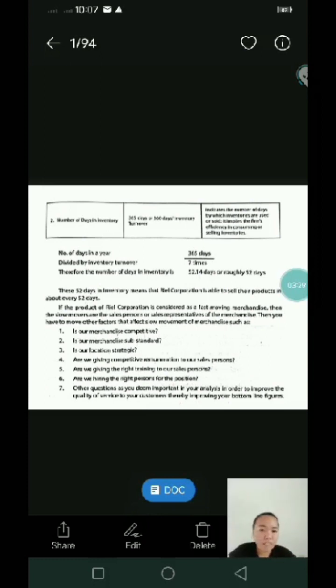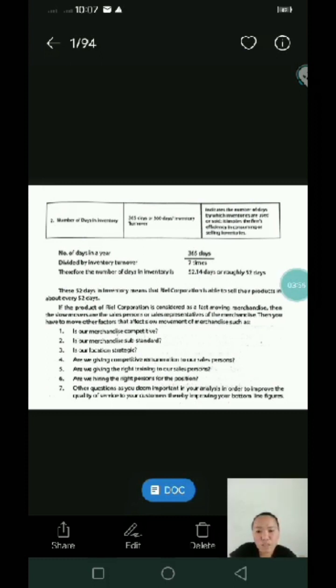Is our merchandise substandard? Is our location strategic? Lisod pangitaon or dili kayo ilado? Are we giving competitive remuneration to our salesperson? Or are we giving the right training to our salesperson? Basta hindi ay kulang ang training, dili kayo kabalo mo sales talk.